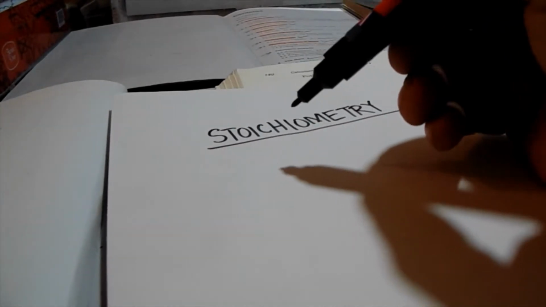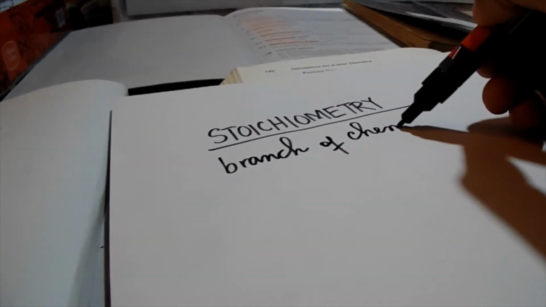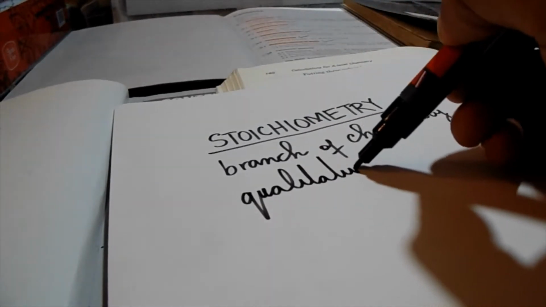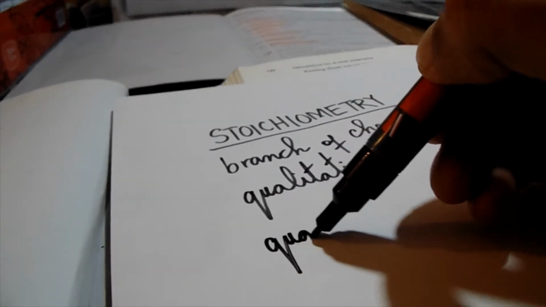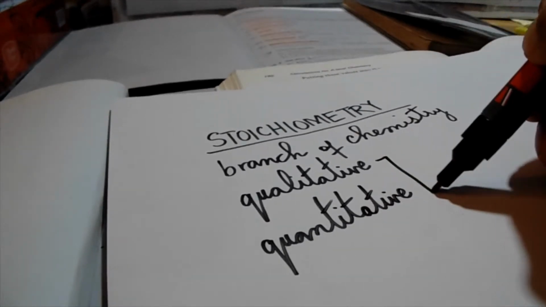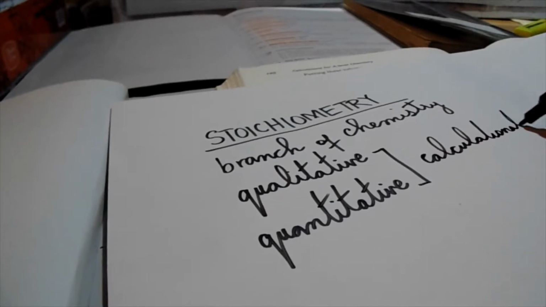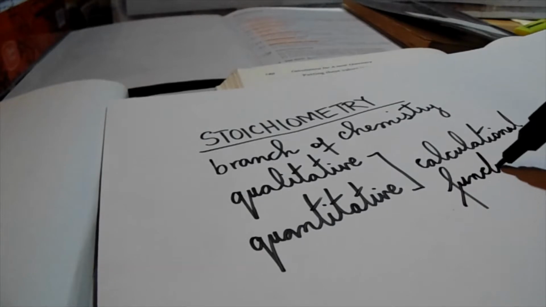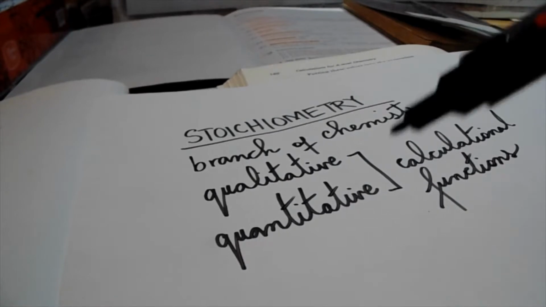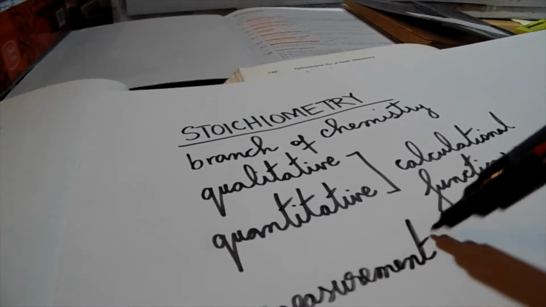This is the branch of chemistry that deals with both the qualitative and quantitative, calculational aspects, calculational functions. And this branch of chemistry is responsible for measurement of the chemical phenomena.